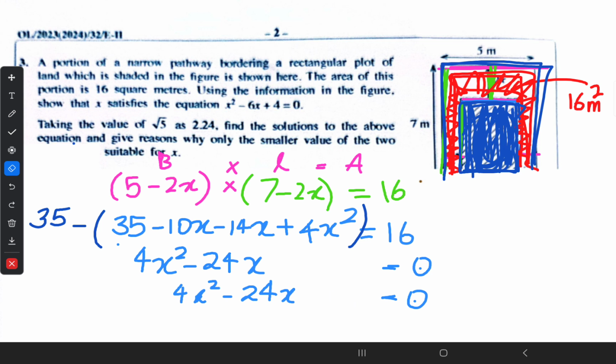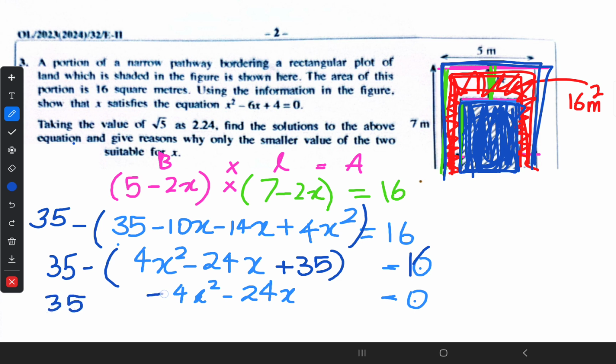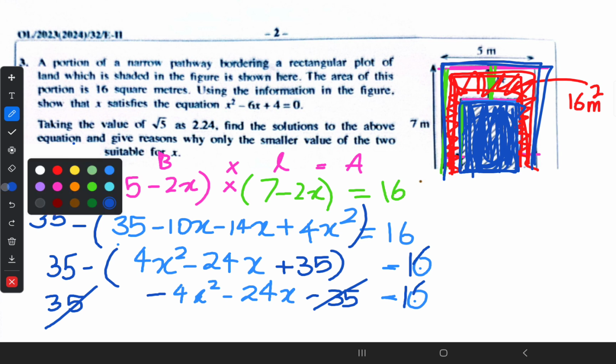Okay, for that here, 35 minus 4x square minus 20 is 14, which is equal to 16. Okay, 16. Then let's expand the bracket by using this negative. 35 minus 4x square minus 24x minus 35, which is equal to 16. That means this positive 35 and negative 35 will cancel out.